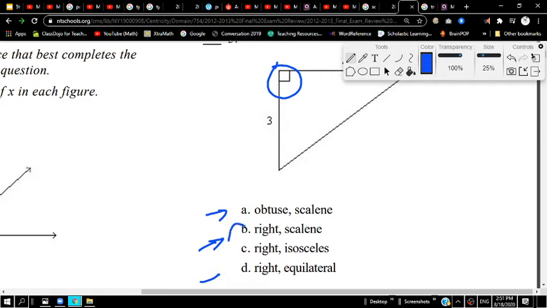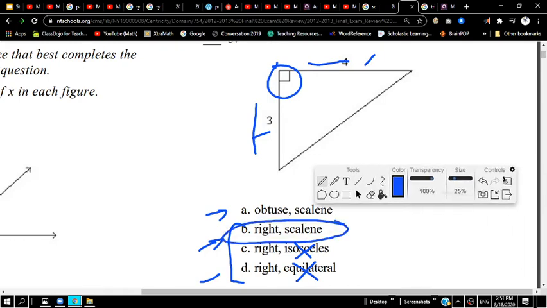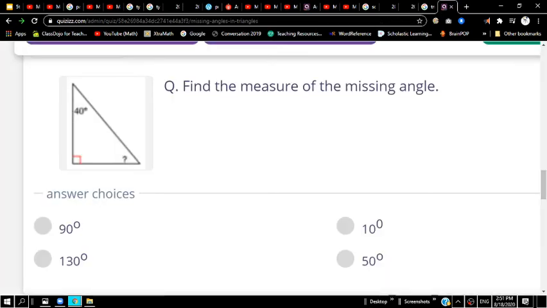So it's either B, C, or D. Now, if we take a look at the side measurements, I know that 3 and 4 are both different. So it cannot be isosceles. So it's either got to be scalene or equilateral. Now, since this measure of this line is different than this one, it can't be equilateral, otherwise those sides would be the same. So it's got to be right and scalene. It's got to be your answer right there. All right, cool. Good job, boys and girls. This just gives you a little bit of an understanding of different types of angles and triangles.